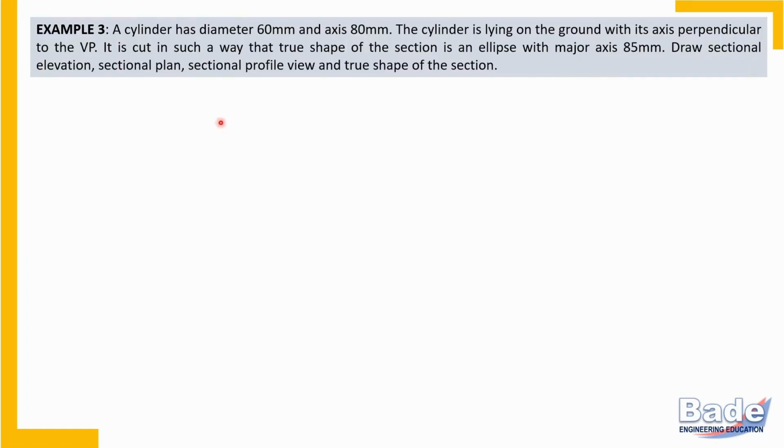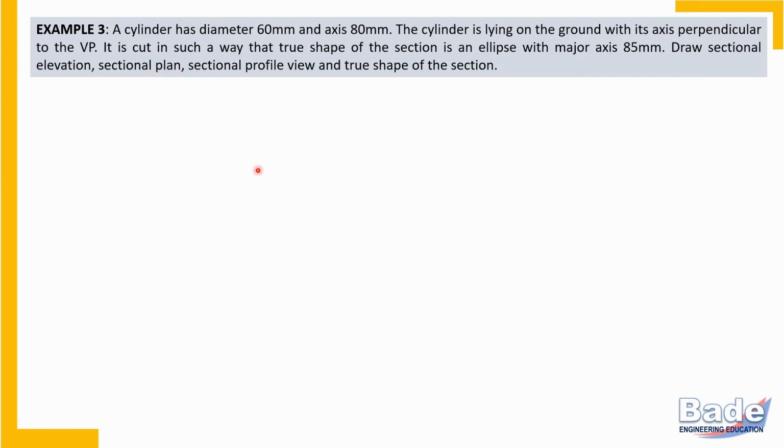Now, let's solve this problem. A cylinder has diameter 60 mm and axis 80 mm. The cylinder is lying on the ground with its axis perpendicular to the VP. It is cut in such a way that the true shape of the section is an ellipse with major axis 85 mm. Draw sectional elevation. Elevation means front view. Sectional plan, that is sectional top view. Sectional profile view, that is your sectional side view, and true shape of the section. Remember these alternative terms you use for front view, top view, and side view.